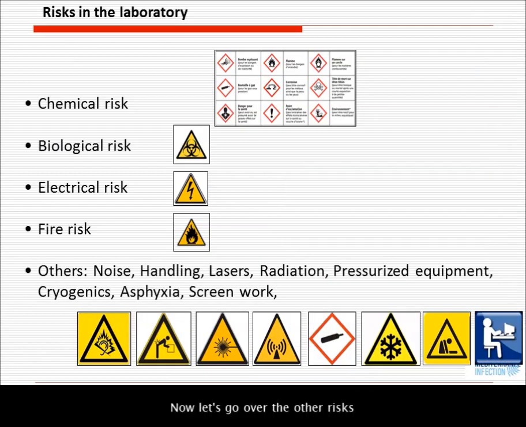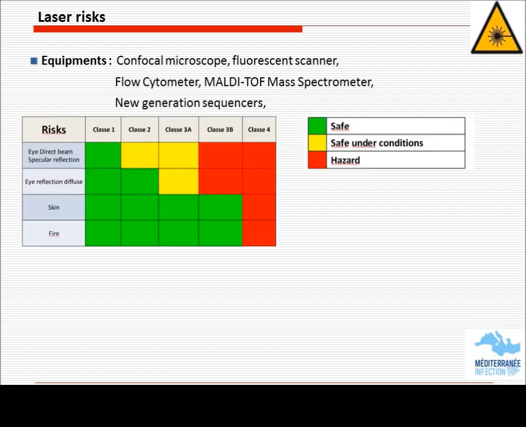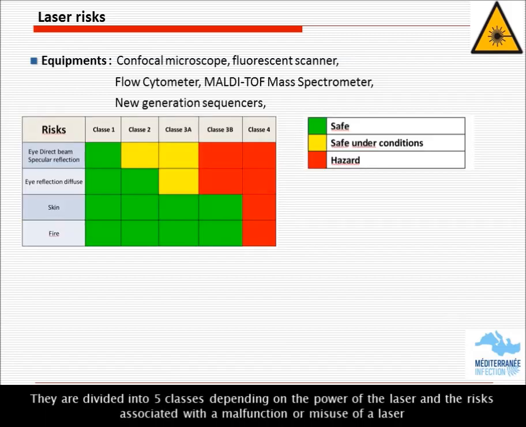Now let's go over the other risks. We will first address the laser risk. In a laboratory, many devices are equipped with laser, like the confocal microscope, the fluorescence scanner, the flow cytometer, the mass spectrometer. They are divided into 5 classes depending on the power of the laser and the risks associated with a malfunction or misuse of a laser.